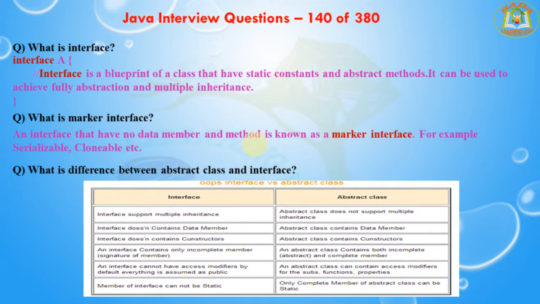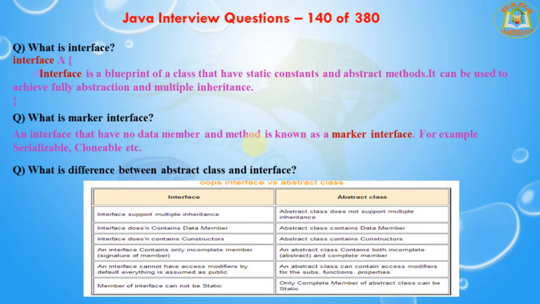The next question is, what is an interface? An interface is a blueprint of a class that has specific constants and abstract methods. It can be used to achieve full abstraction and multiple inheritance. By using interfaces, we can achieve multiple inheritance and abstraction.